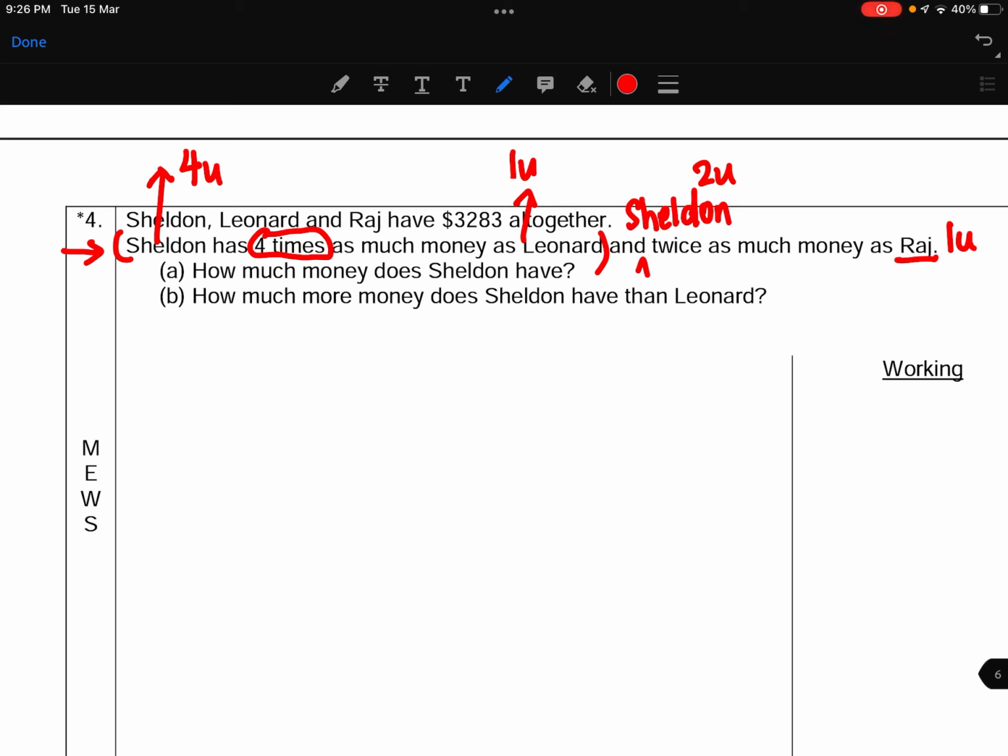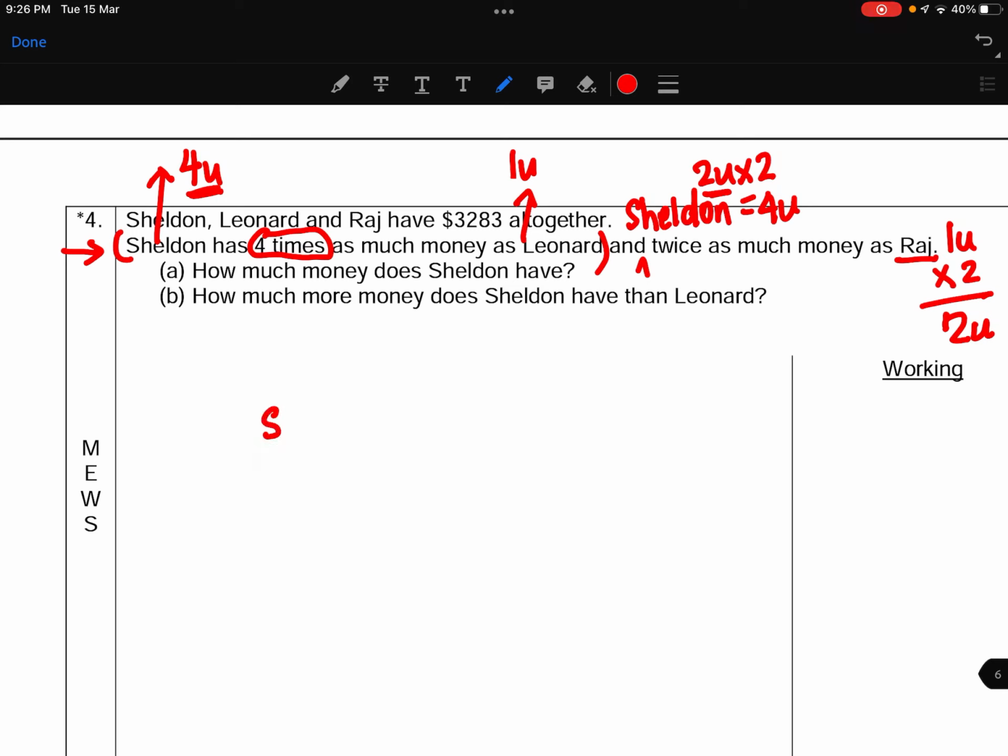But you do notice that there's 4 units for Sheldon in front, and then Sheldon has 2 units here. But you must know that it refers to the same number of units for Sheldon. So you need to times 2 here to get 4 units. When you times 2 here, you must times 2 for Raj to get 2 units. So now we know that Sheldon is repeated twice.